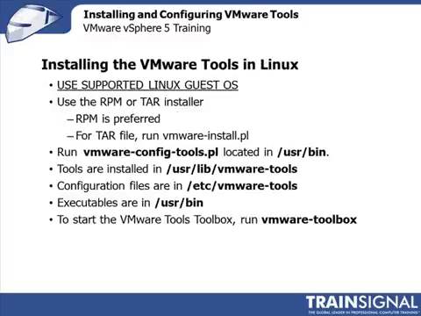Now in Linux, it's also very simple to install VMware Tools. Use a supported Linux guest OS, of course. Use the RPM or tar installer. RPM is preferred. For tar files, you can run vmware-install.pl. These are just basic, simple things that you need to be aware of if you're going to run VMware Tools on your Linux guest operating system. I've given you where the tools are going to be installed, the configuration file locations, the executables, etc.